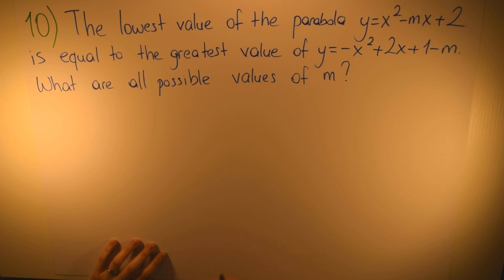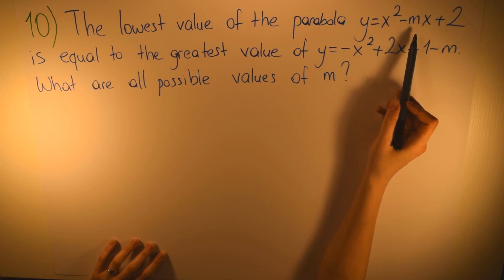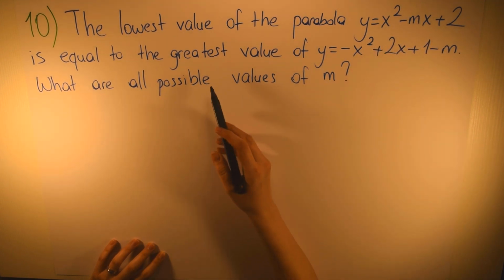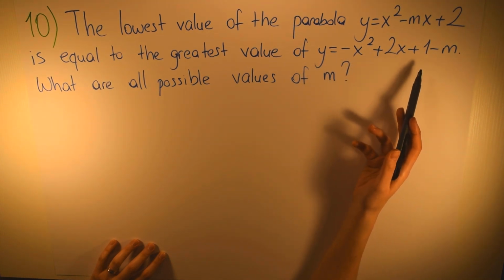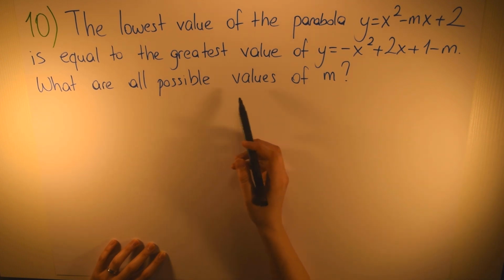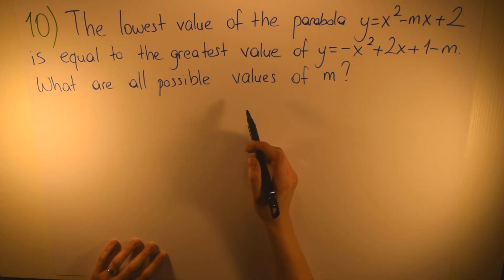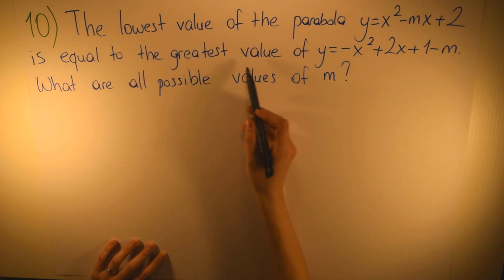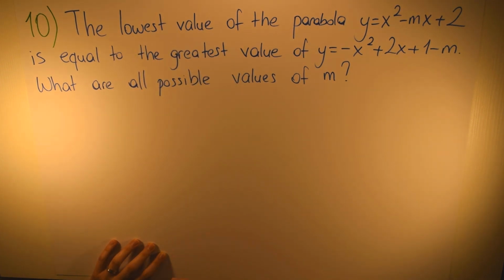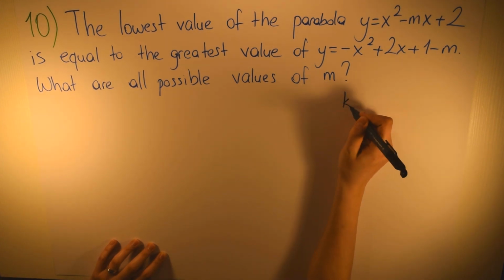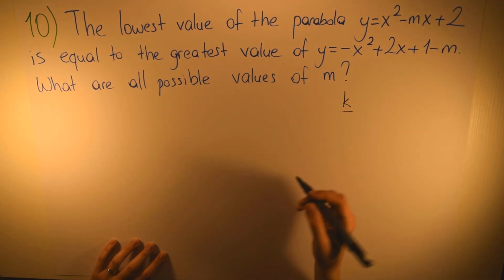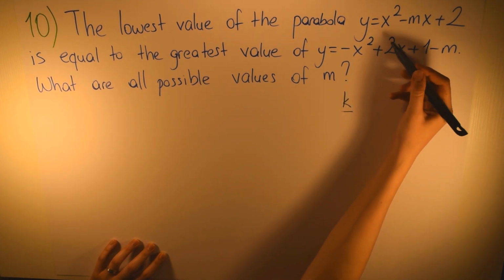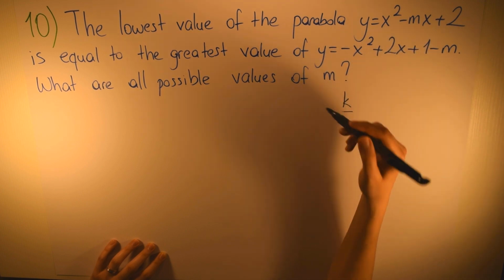Our last question is saying: the lowest value of the parabola y is equal to x squared minus mx plus 2 is equal to the greatest value of y is equal to minus x squared plus 2x plus 1 minus m. What are all possible values of m? As I said before, when we see the lowest value and the greatest value, you will immediately remember that they are talking about the value of k. So for these two equations, we need to find the value of k, which means these values of k for each equation are equal to each other.